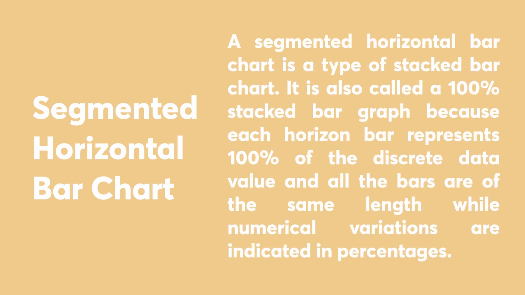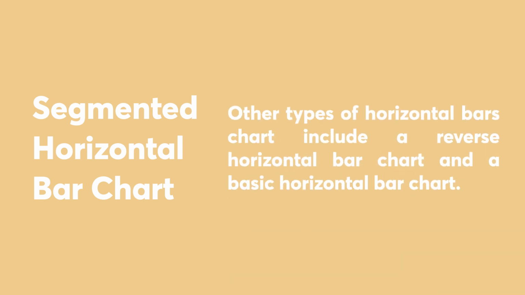A segmented horizontal bar chart is a type of stacked bar chart. It is also called a 100% stacked bar graph because each horizontal bar represents 100% of the discrete data value and all the bars are of the same length, while numerical variants are indicated in percentage. Other types of horizontal bar chart include a reverse horizontal bar chart and a basic horizontal bar chart.